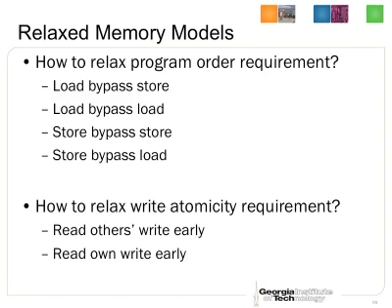Compared to the sequential consistency model, there are other models, so-called relaxed memory models. We can relax order in the following ways. We can allow a load to bypass a store. We can allow a load to bypass a load, a store to bypass a load, or a store to bypass a store. And we can also relax the write atomicity requirement, either by reading others' writes early or reading own writes early.